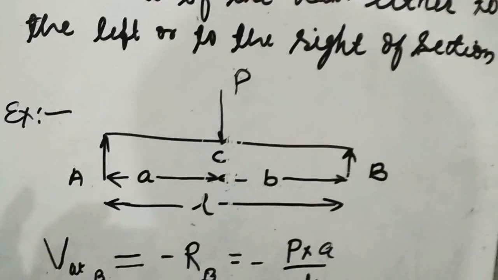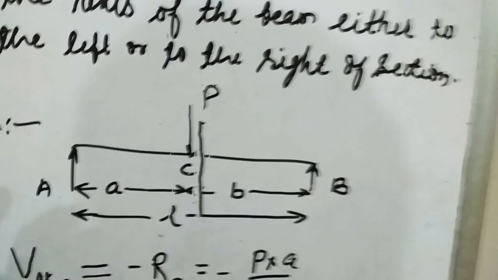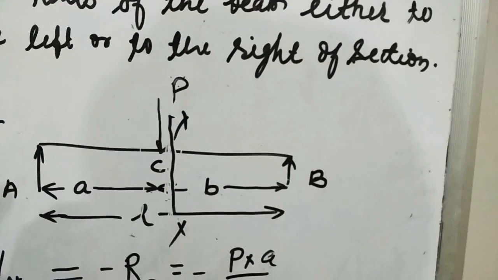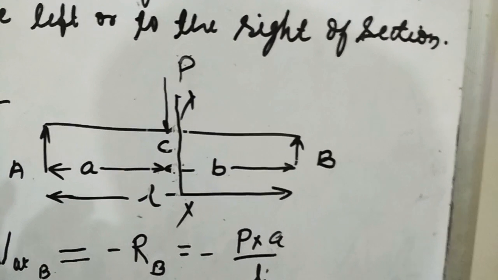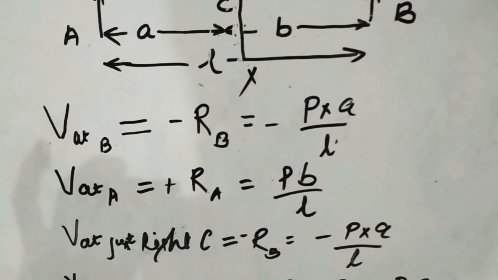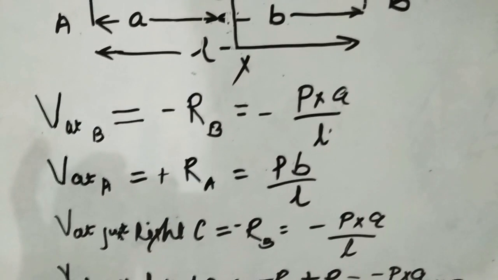If we consider the section here, then the value of all the vertical forces will be RB, so that is minus Pa by L.